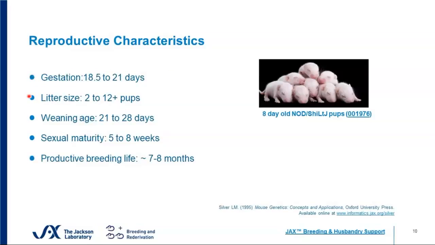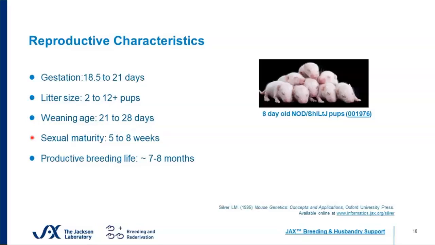Litter sizes range anywhere from 1 to 2 pups for poor breeding litters to 12 or more for strains that breed really well. And then weaning age: for most strains, we typically wean at 3 weeks of age, or 21 days. But if we know that at 3 weeks of age the mice are a little small or a little bit more fragile, we may give them an extra week to put on some more weight and get a little bit older before we wean them. But that will be strain dependent.